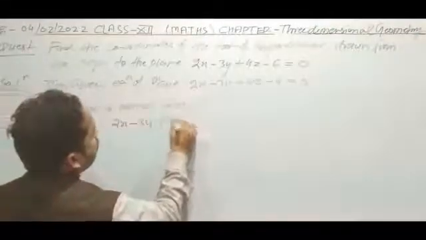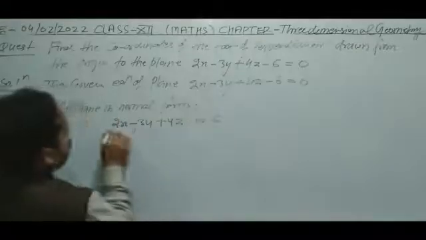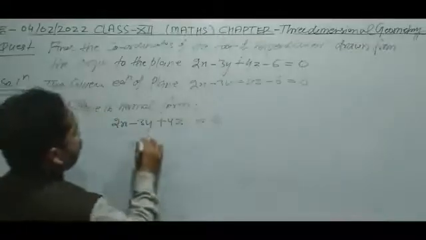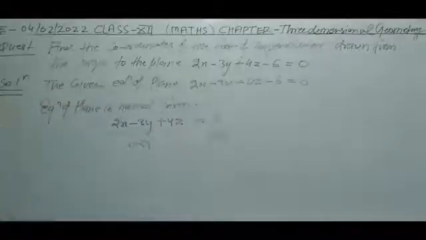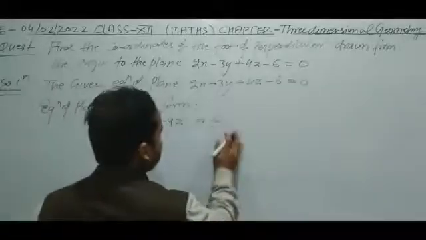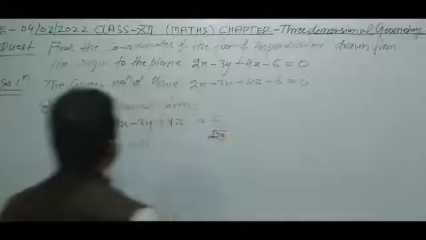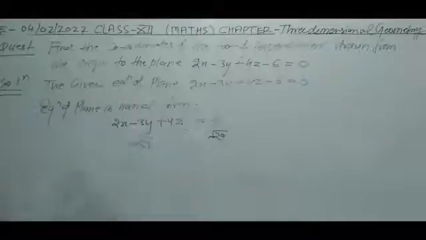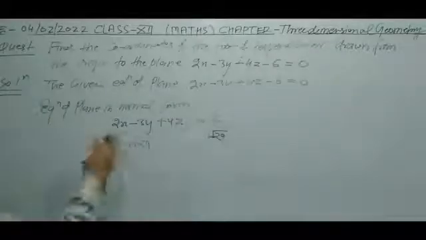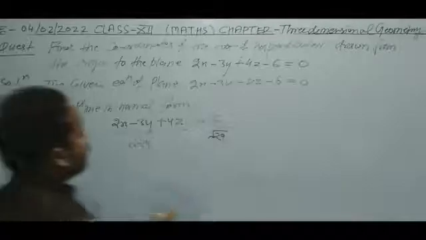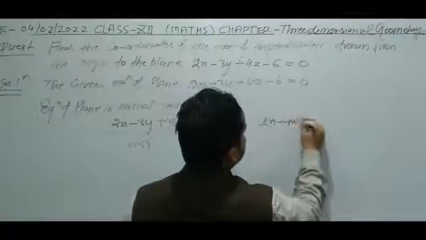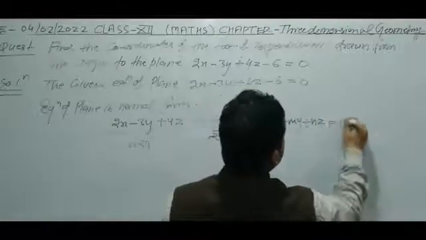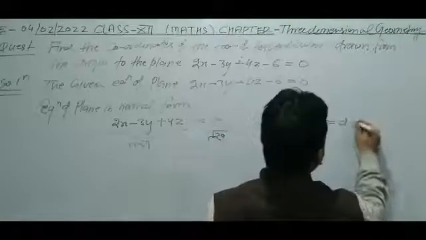So 2x minus 3y plus 4z is equal to 6, and divide by root over 29, because 16 plus 9 is 25, plus 4 is 29. So this is the format Lx plus My plus Nz is equal to 0.